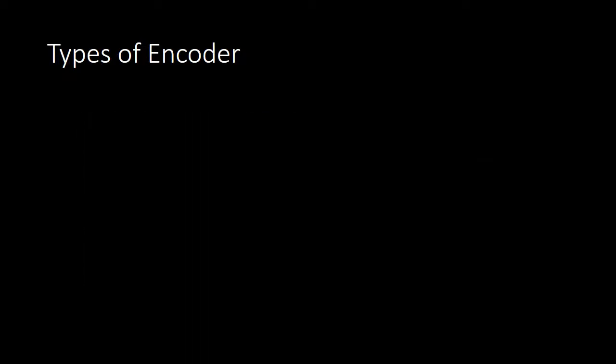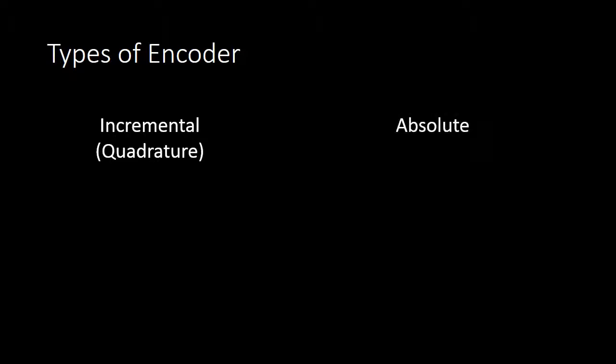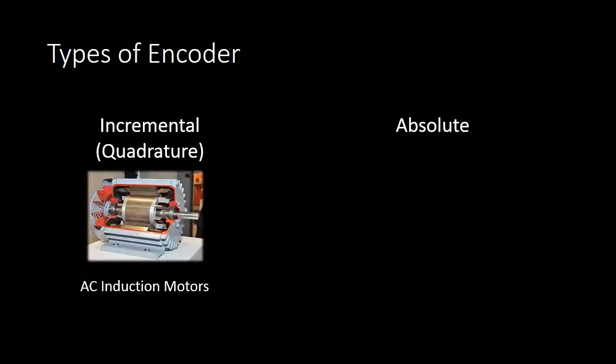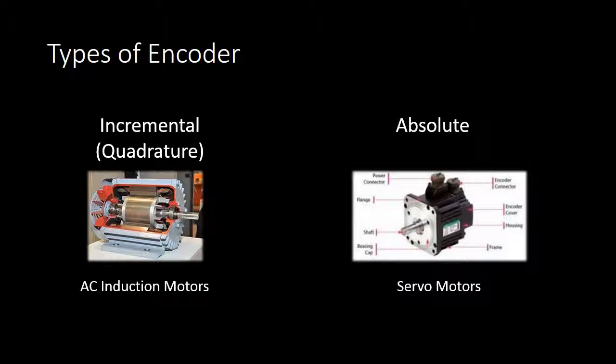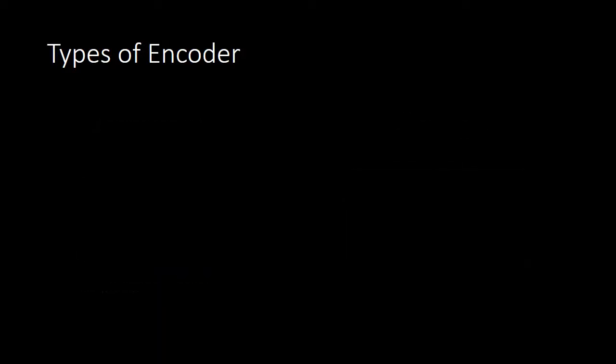The two most common types of rotary encoder are incremental, also known as quadrature, and absolute. For industrial applications, incremental encoders are typically used with AC induction motors when only the relative position is needed. Absolute encoders are often paired with servo motors, as this gives a different binary output at each position so that the shaft position is absolutely determined.